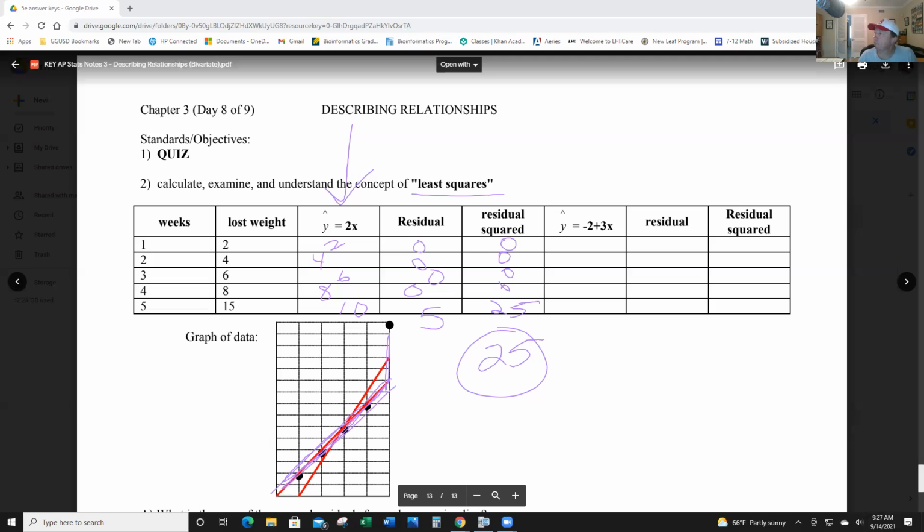Okay, so I calculated the least squares line and it came out to this: y hat equals -2 plus 3x. It's got a slope of 3 instead of 2. It's this line right here where my arrow is. It takes that point, which you could perceive to be an outlier up here, and adjusts toward it.